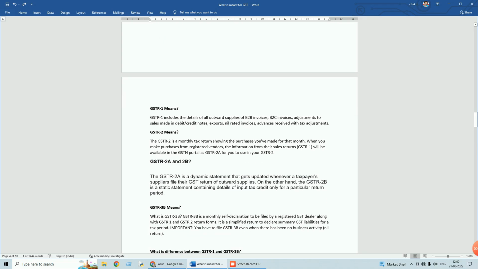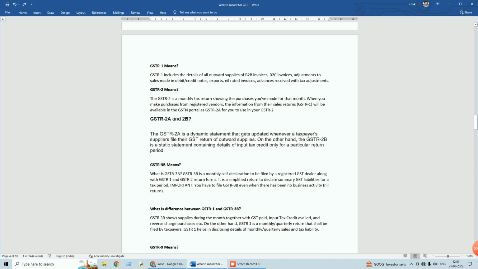Okay, and GSTR2, as I said, is completely about purchases. Now we have GSTR2A and 2B. What are 2A and 2B? GSTR2A is a dynamic statement that gets updated whenever a taxpayer's supplier files their GST return of outward supply. On the other hand, GSTR2B is a static, read-only statement containing details of the input tax credit only for a particular return period.